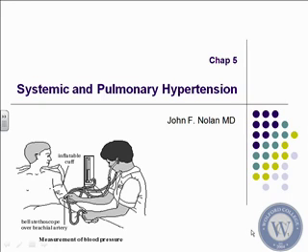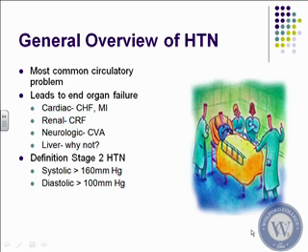Go through this a little bit more rapidly, is on systemic and pulmonary hypertension. Some of this is a little bit of review, so I'm going to go over it a little more quickly, okay, and then we're going to go into the actual discussion about the antihypertensive drugs more carefully. The most common circulatory problem is still hypertension.